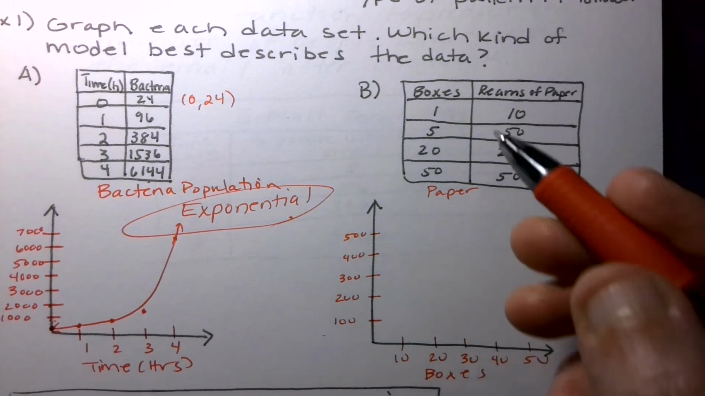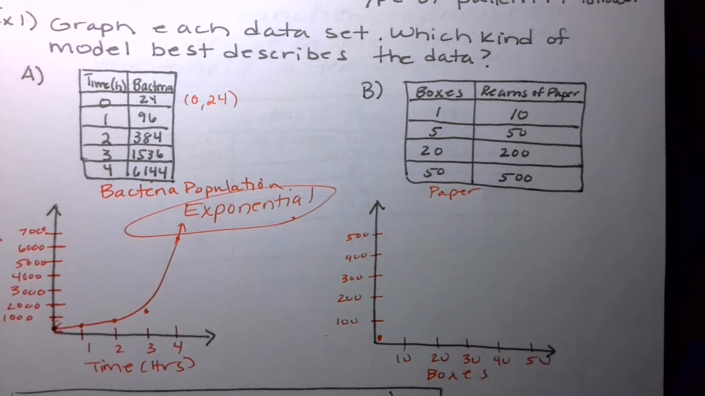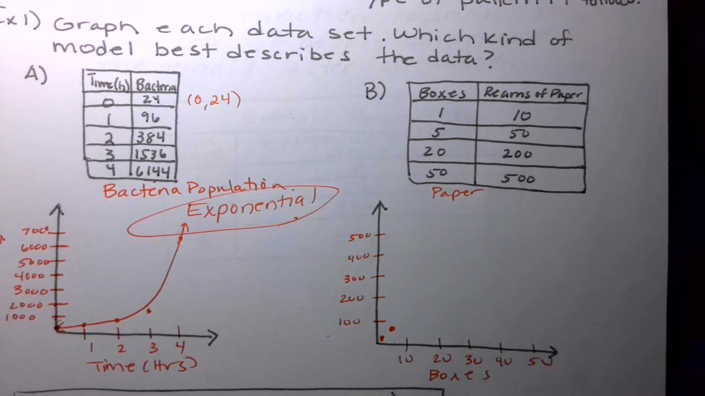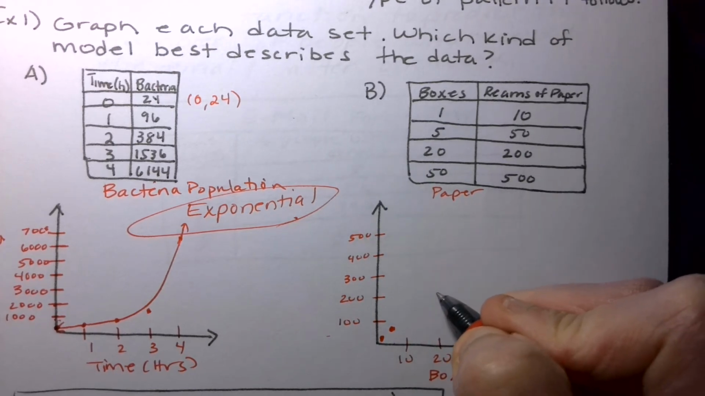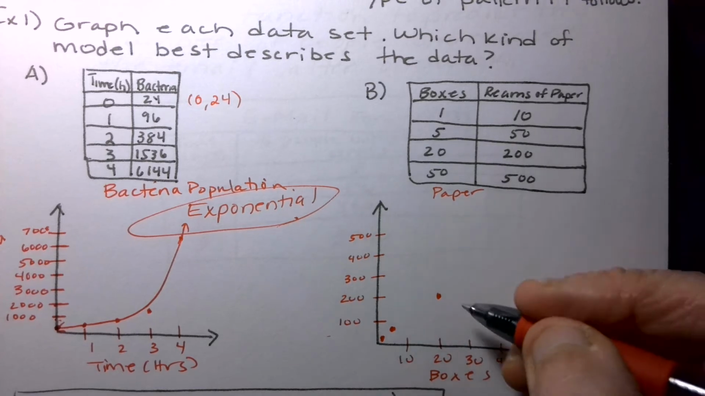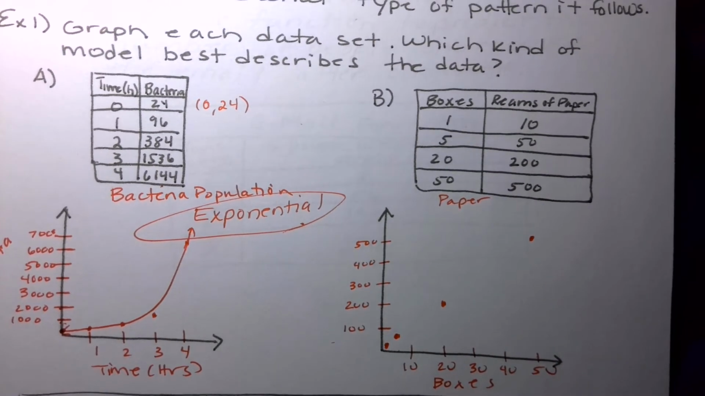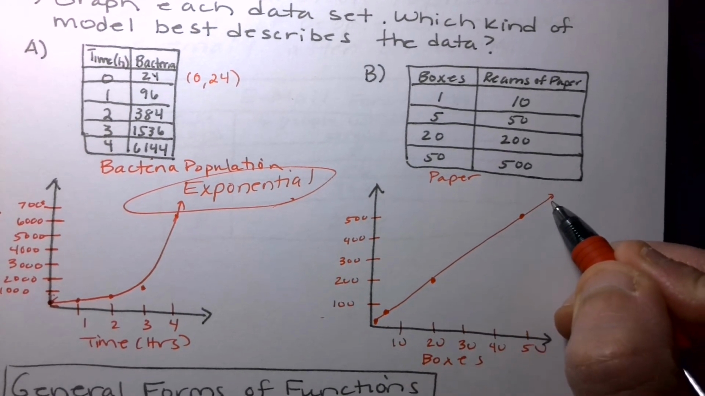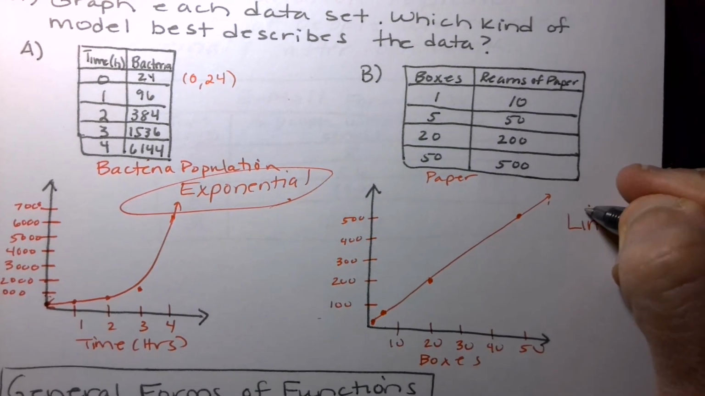Okay, and now plot them. 1, 10. And 5, 50. And 2, 200. And 5, 500. Is this following what you guys thought? What is it? Looks like a pretty straight line to me. It's a linear function.